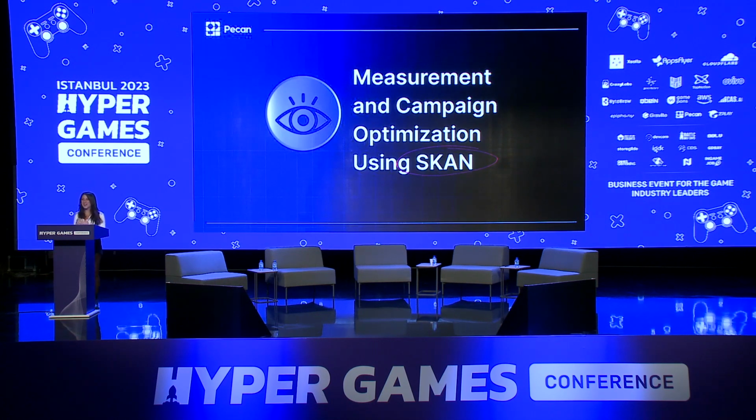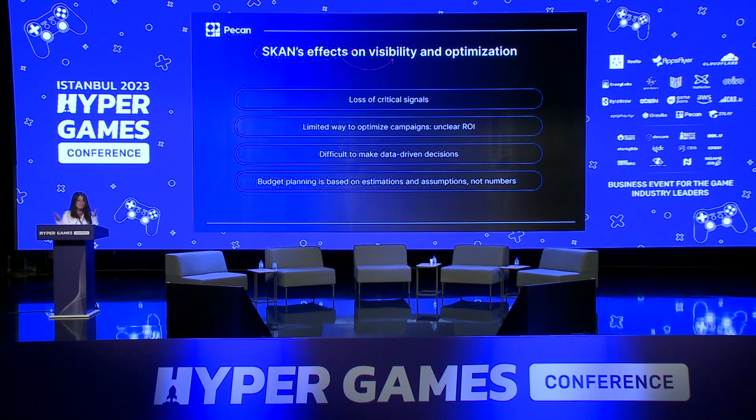And a question I'm being asked quite a lot is, how does that magic work with SKAN and Apple's privacy restrictions? So basically, in May 2021, Apple came out with the App Tracking Transparency policy and basically took away the attribution to marketing channels and campaigns on the user level, which means that we lost the most critical signals of the most valuable users, which made it very hard to make decisions on the campaign level because the ROI became unknown.